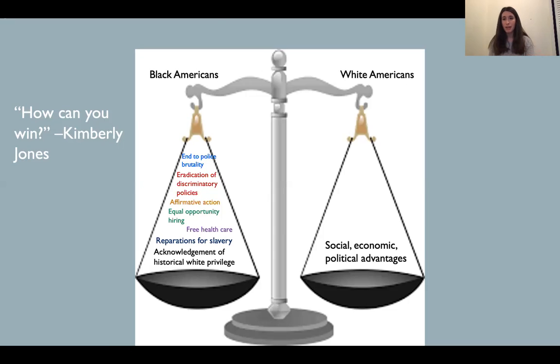Overall, it's very apparent that because the scales of justice have been tipped in this way for so long, it's going to take a lot before they can be evened out. It's going to take years of change and new policies before we can ever even out these scales. But if and when we're able to do so, that's when we'll have true justice.